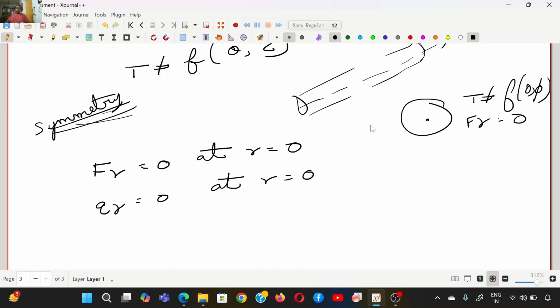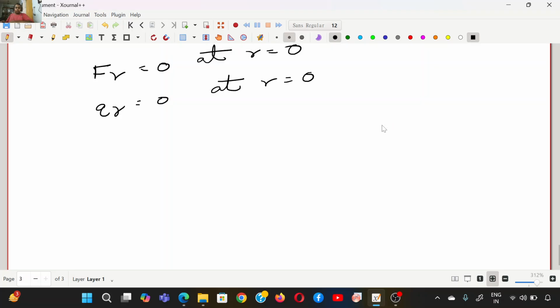So what is qr? qr is nothing but minus k dT by dr at r equal to 0, which is equal to 0. Fine.